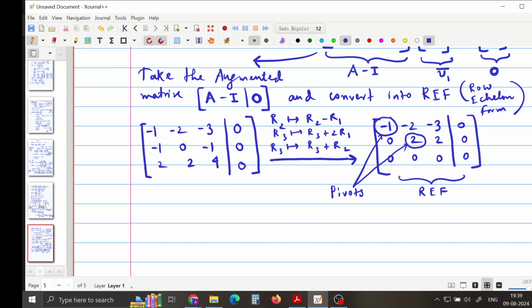Minus x1 minus 2x2 minus 3x3. Correct. So minus x1 minus 2x2.